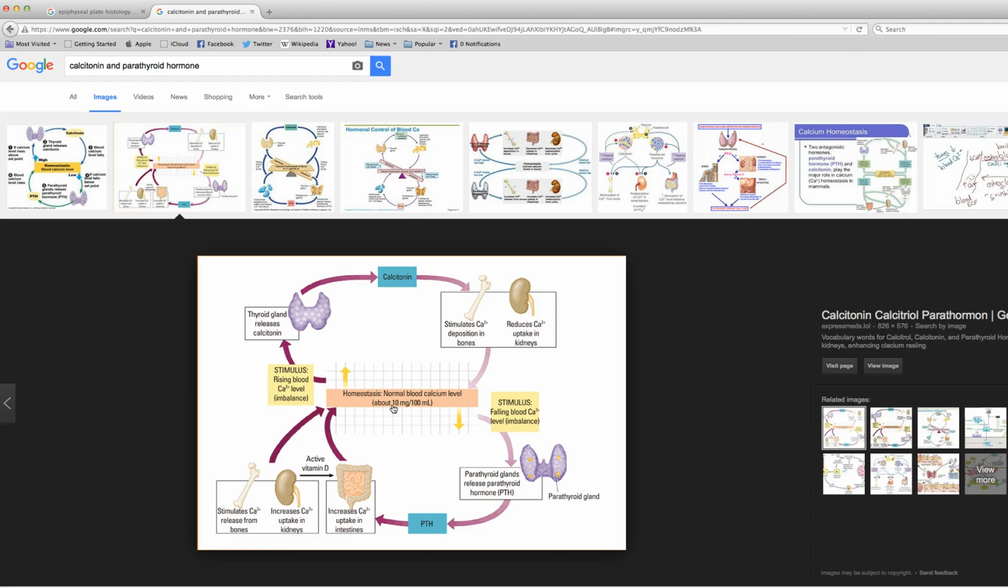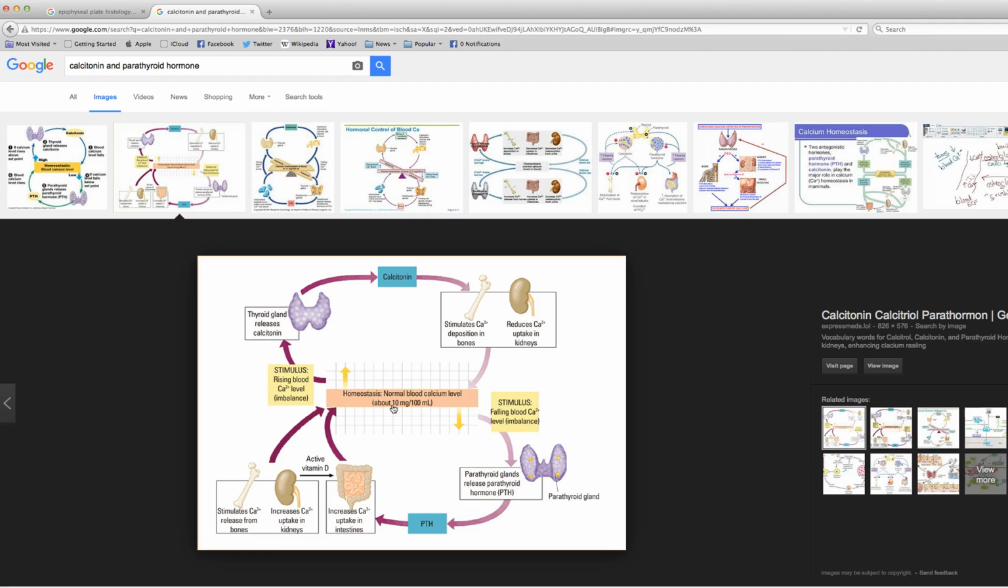So parathyroid hormone is going to increase calcium uptake in the intestines, increase uptake in the kidneys, and it's going to start breaking down your bones. So it's going to stimulate the release of calcium through that osteoclast activity so that your blood calcium starts to go up. So very, very, very important that you know these two hormones for sure.